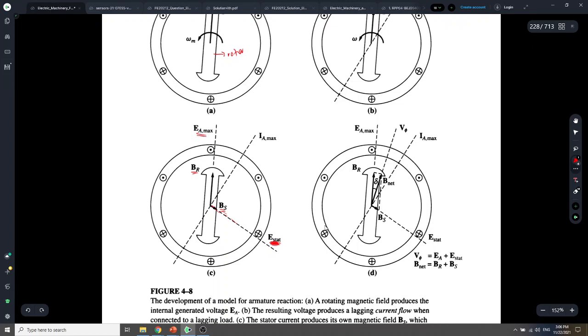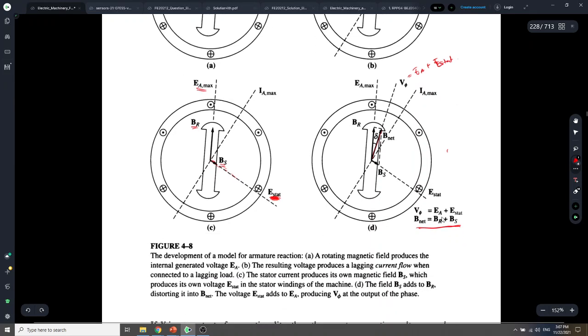Okay, so therefore bila dia ada dua magnetic field ni, so secara total ni dia akan hasilkan B net lah. B net. So B net is equal to BR plus BS. Okay, where V phase is equal to EA plus E stat, E stator lah, atau voltage di stator.